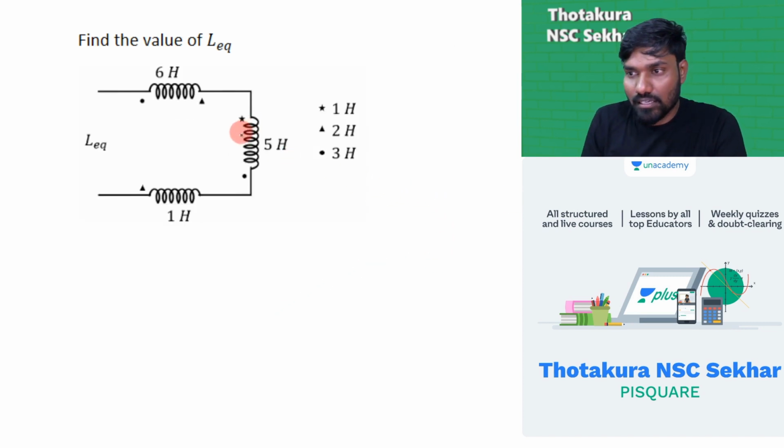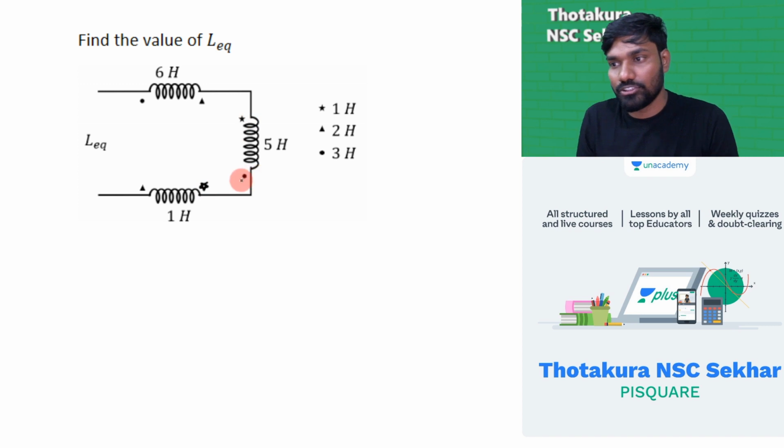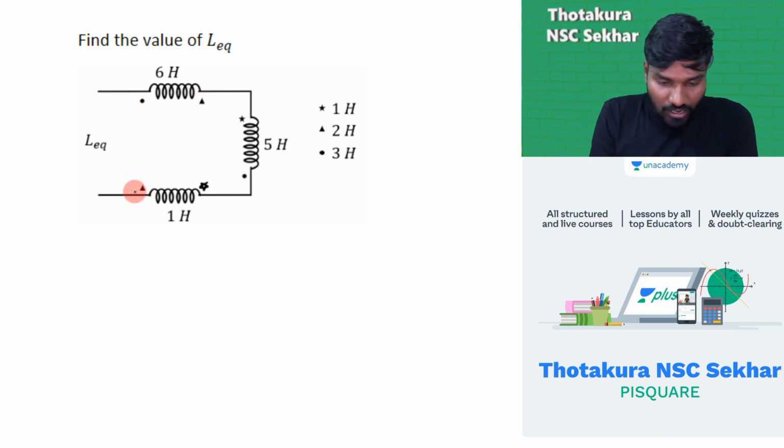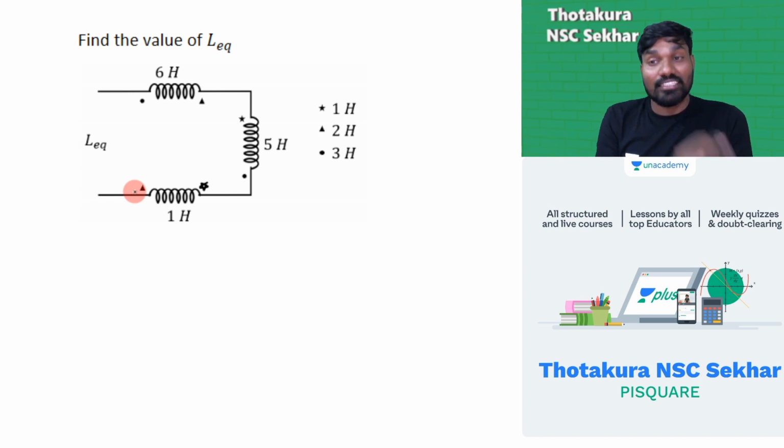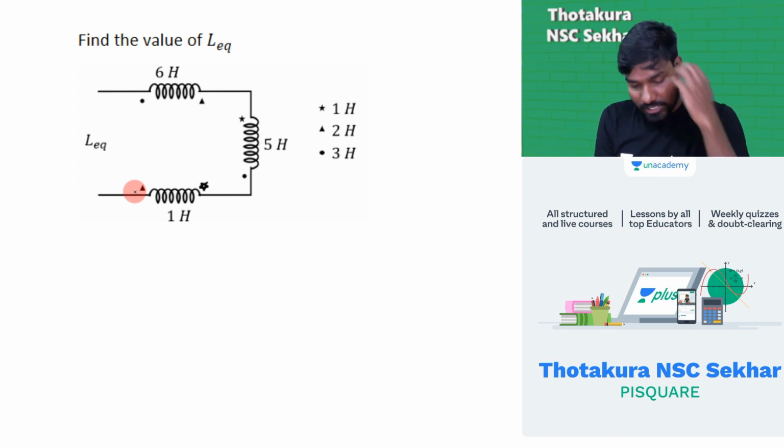Here this is star. This is star here. This is star. This is dot. This is dot. This is triangle. This is triangle. Be careful with this. Answer this, and I think you're done with these inductance calculation questions for a mutually coupled circuit.